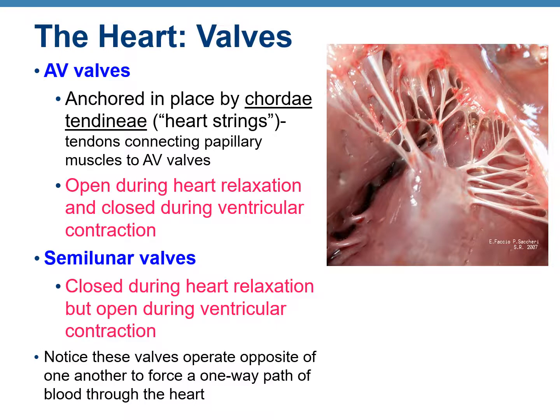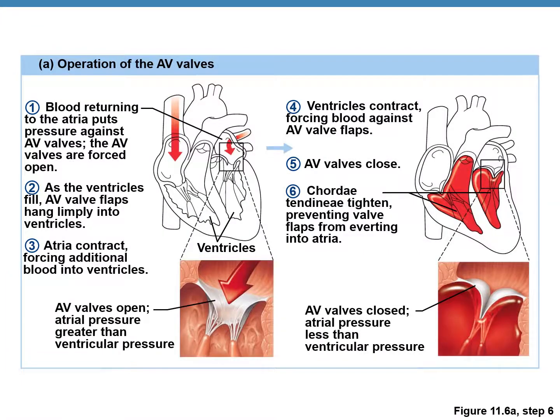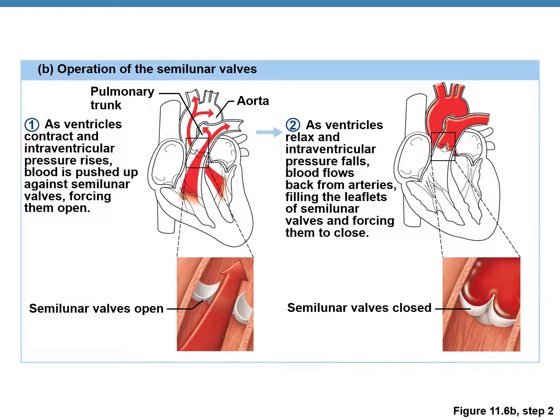The semilunar valves are usually closed during relaxation but open during ventricular contraction, while the AV valves open during heart relaxation and are closed during the ventricular contraction. This figure explains the operation of the valves in detail. This is the operation of the semilunar valves. The previous slide was the operation of the AV valves.